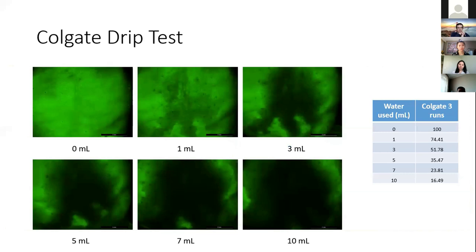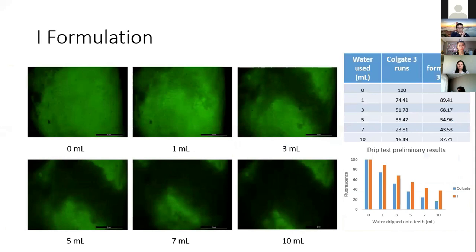You can see as the toothpaste starts to fade over time where the water hits it in the center of the surface. And then compared to I formulation on the right-hand side, you'll see the results for it. The I again showed higher fluorescence, although this is just initial testing, so further testing is needed. Hopefully when this virus is over, we can actually get this all done.